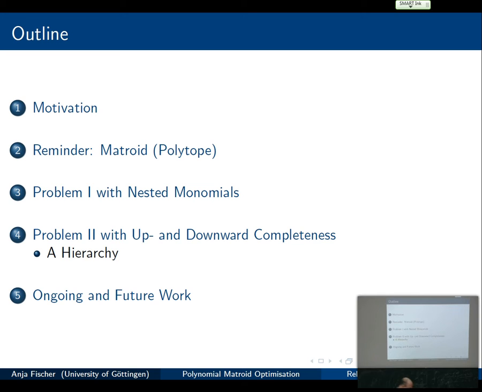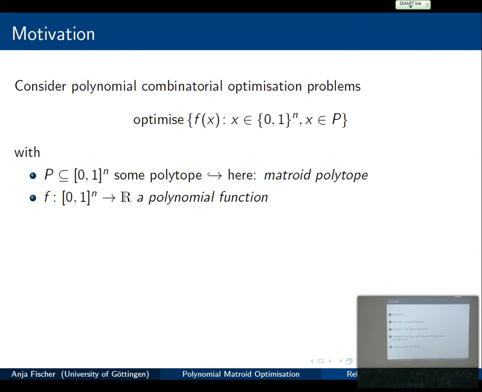We will consider two different optimization problems. The first one with some set of nested monomials, and the second one with monomials fulfilling certain up and downward completeness properties. Indeed, this will give us a hierarchy for solving arbitrary problems, and at the end, some suggestions for future work. But first, the motivation.